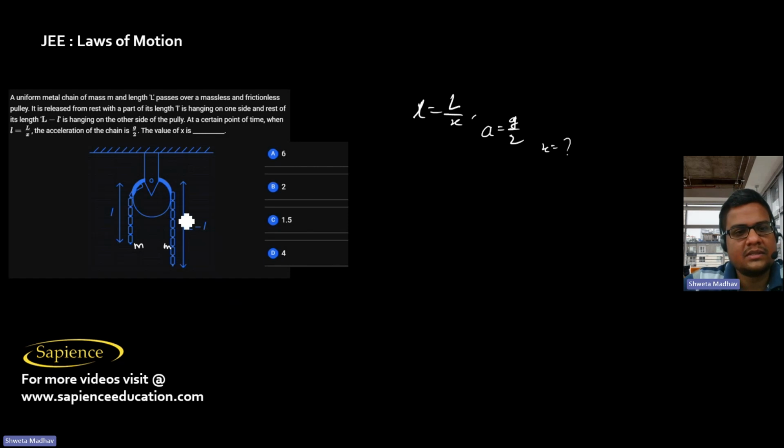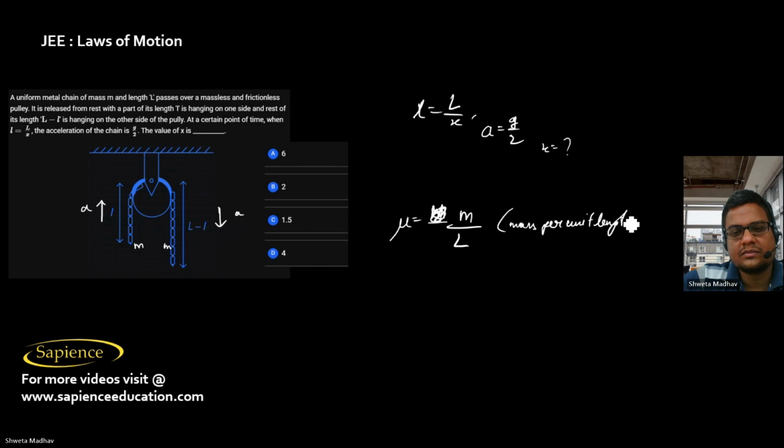So here, for the acceleration of the chain, it means if this part goes downwards with acceleration a, then the left part will go upwards with acceleration a. So therefore I can say, mass per unit length mu is constant since it is a uniform chain. So mass per unit length, m by L, I can take, which is constant.